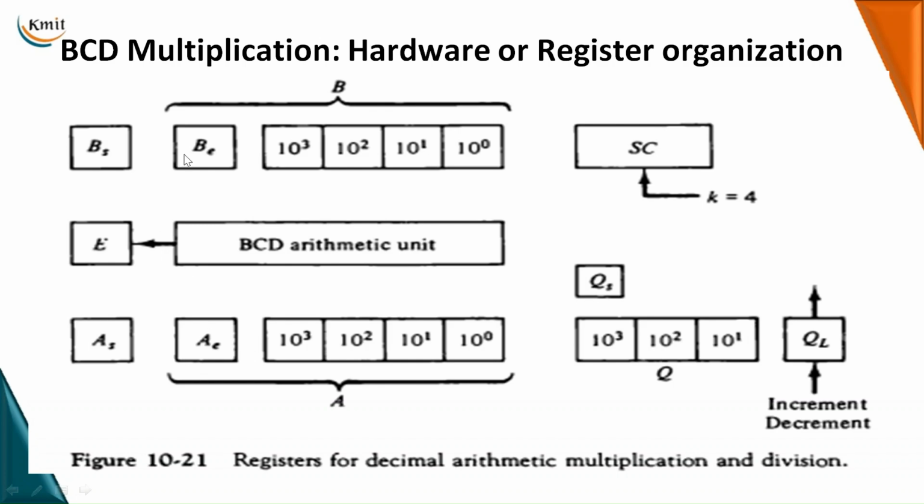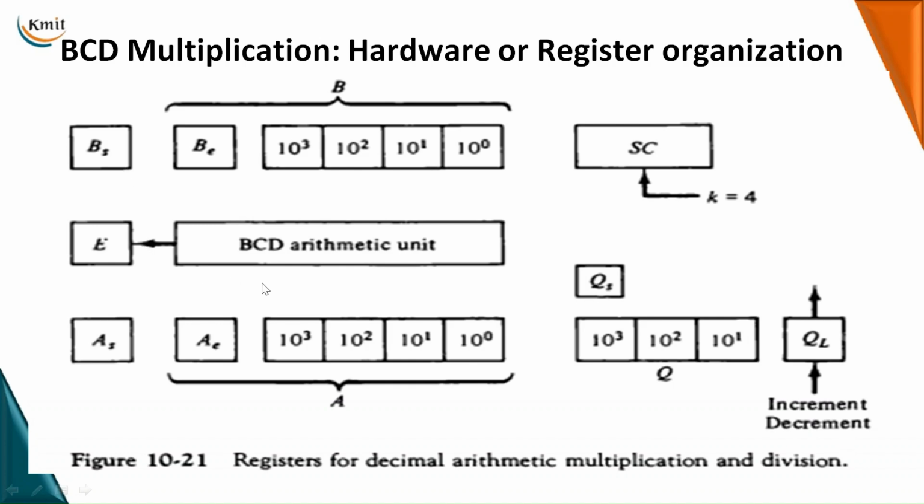Similarly, the purpose of BE is used in the division operation to form the nines complement of the divisor when subtracted from the partial remainder. You need to subtract the divisor from the partial remainder by performing a nines complement, and during that, BE is used to form the nines complement. And the least significant digit of the register Q is denoted by QL. It can be incremented or decremented by 1.